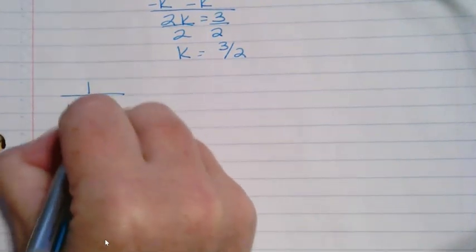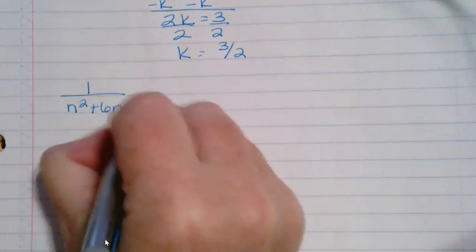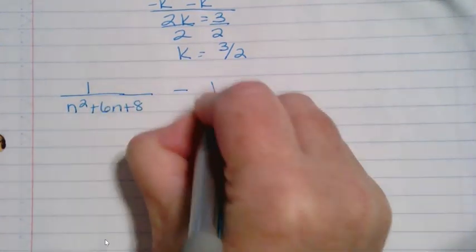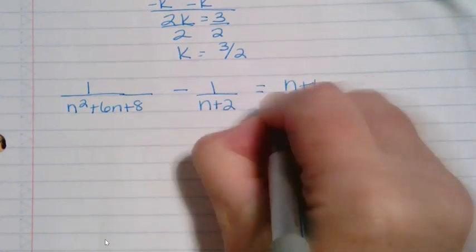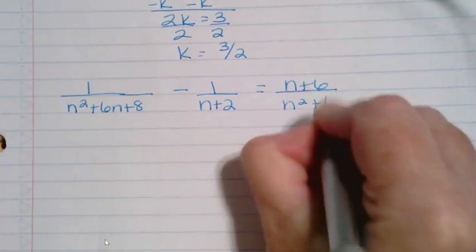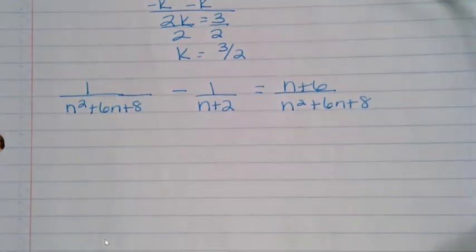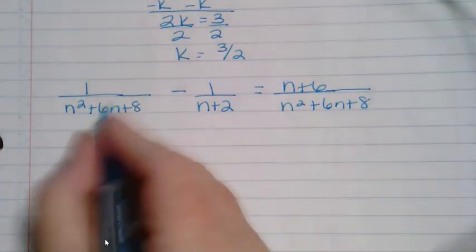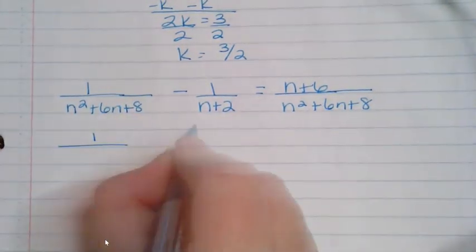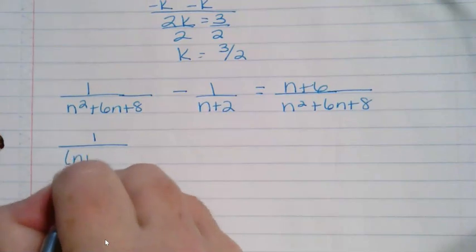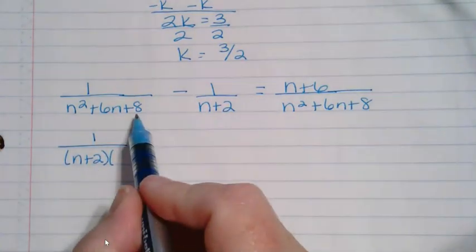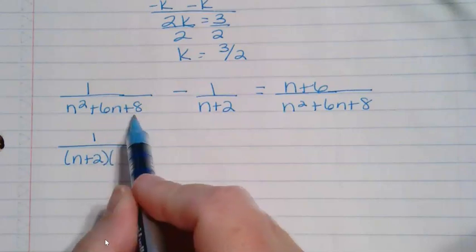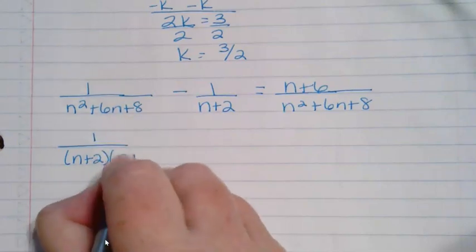Okay, so 1 over n squared plus 6n plus 8, minus 1 over n plus 2, equals n plus 6 over n squared plus 6n plus 8. So this is where we're going to factor. Okay, so I know one of the factors is going to be n plus 2. So what times what times 2 gives me 8 that will add to give me 6? And if you said 4, good job.